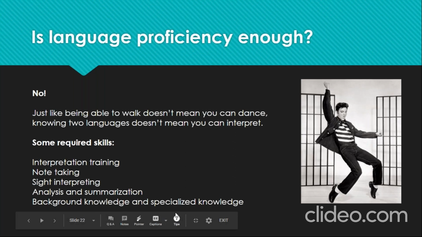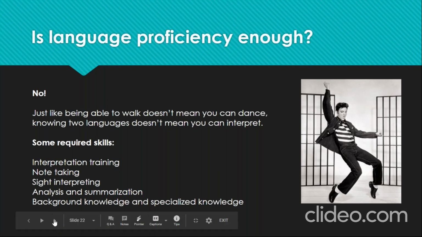Of course, if you're doing medical interpreting, or any specialist type of interpretation, you need to have specialist knowledge. But some people often overlook the background knowledge that you need to have, right? To understand the situation, to understand some more general content. So background knowledge is also very important.